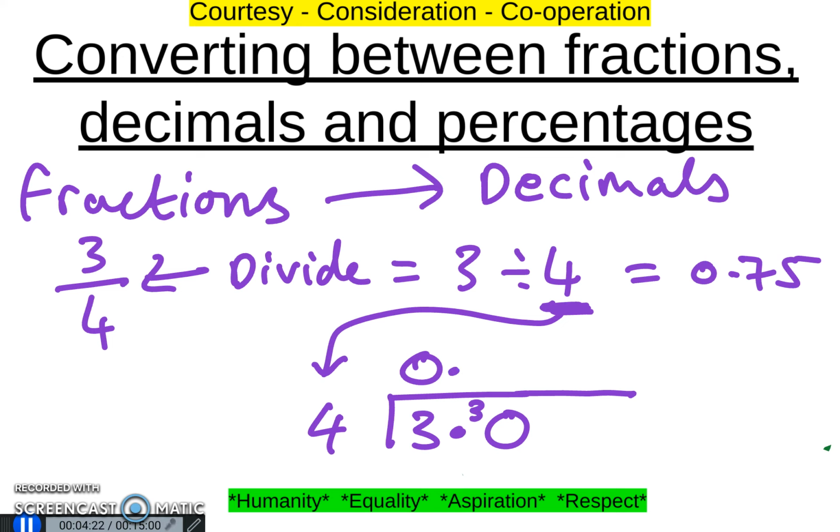So I say to myself, how many 4s in 30? That's 7, remainder 2. Then I say to myself, how many 4s in 20? That's 5. So my answer is going to be 0.75. Okay, let me try another one. Copy that down.